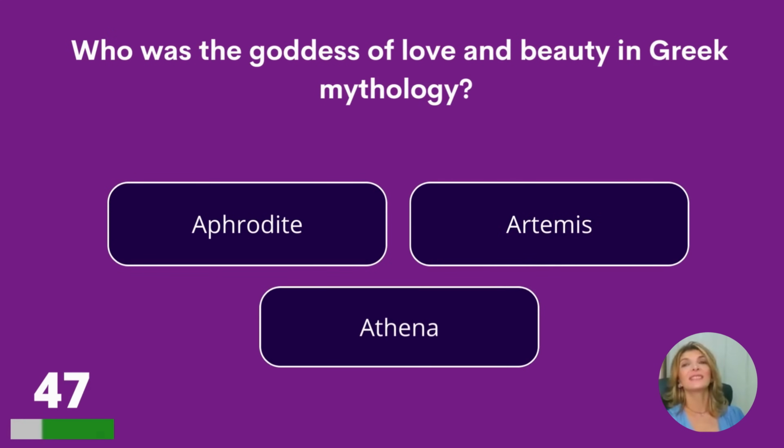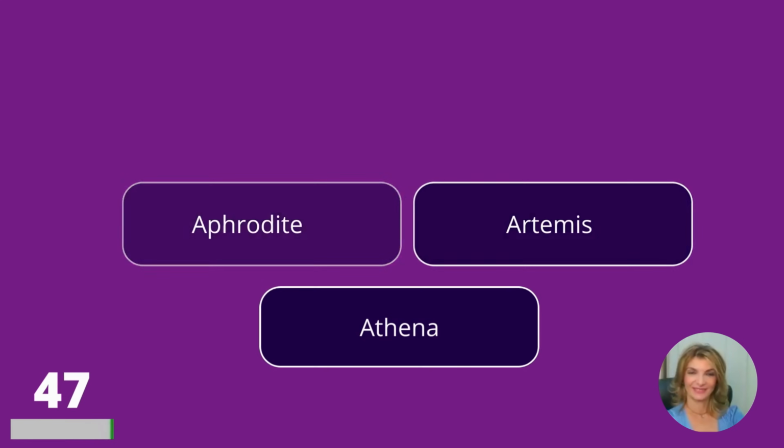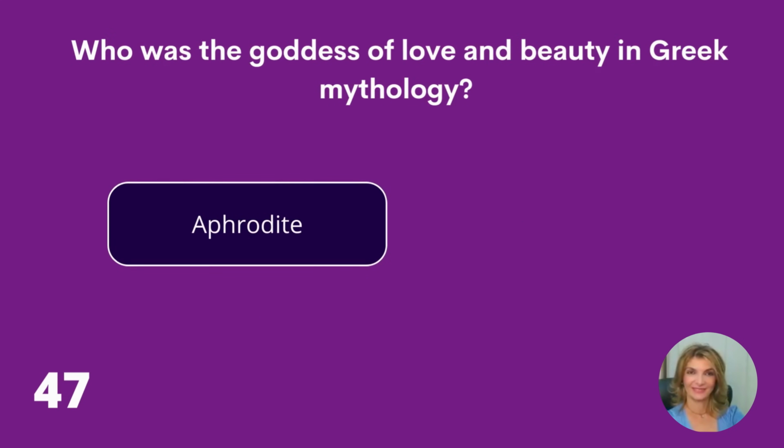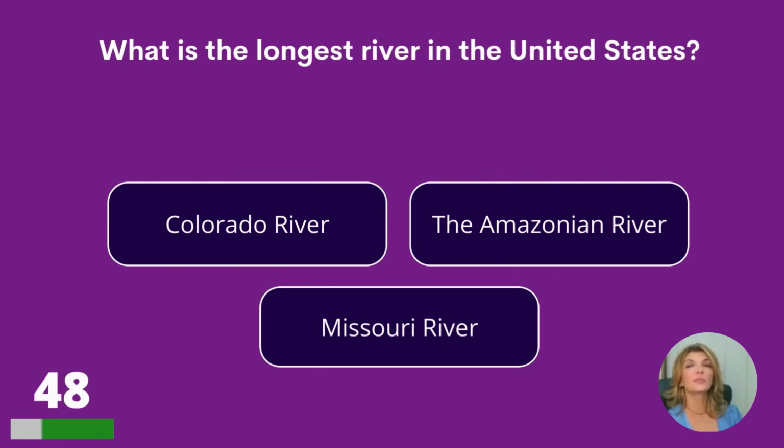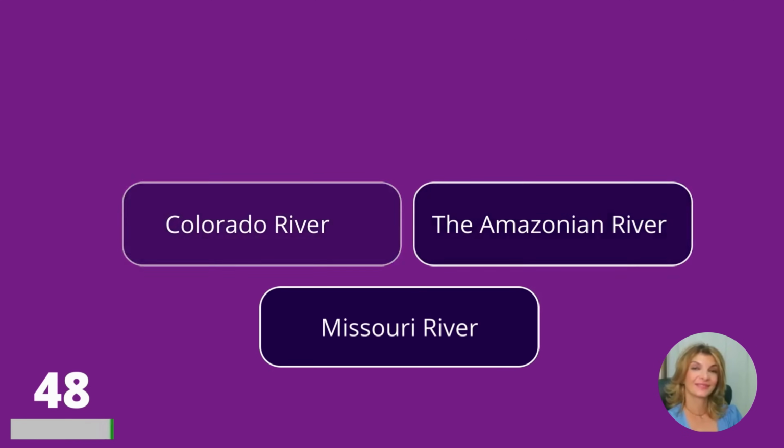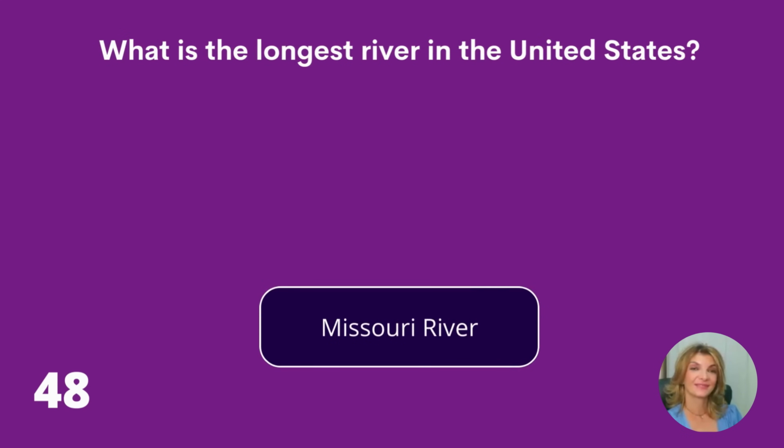Who was the goddess of love and beauty in Greek mythology? Aphrodite, Artemis, or Athena? Aphrodite. What is the longest river in the United States? The Colorado River, the Amazonian River, or the Missouri River? The Missouri River.